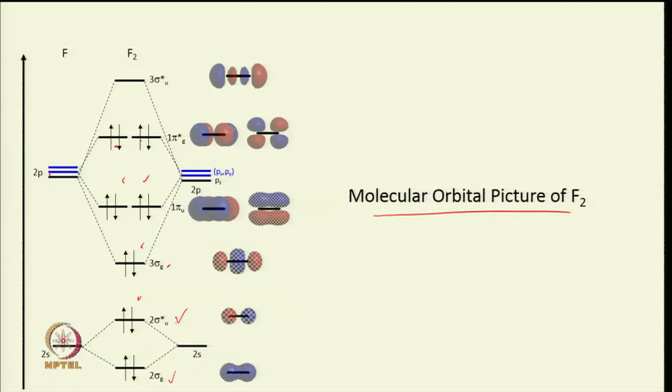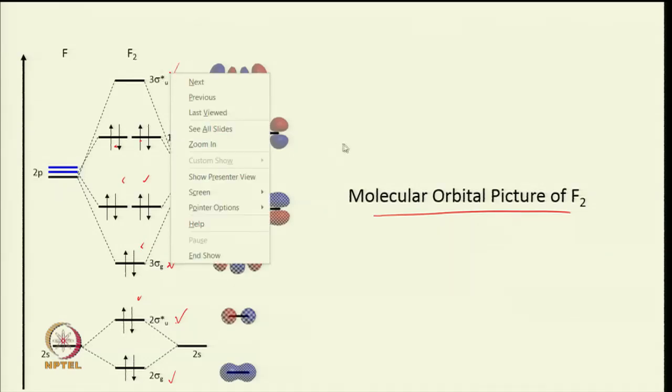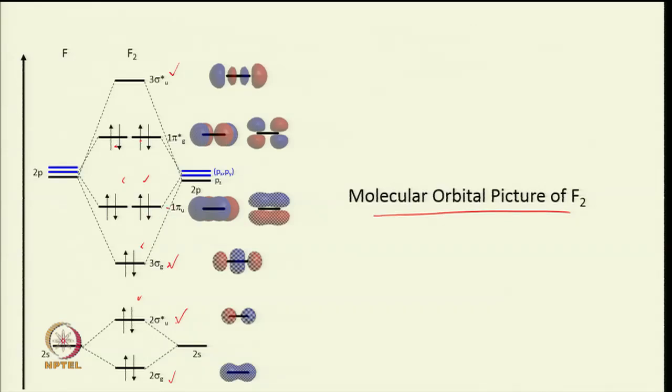If the 2p orbitals of one F and another F combine, they will give one sigma and one sigma anti-bonding orbital, and you can look at this: this is your pi bonding and this is your pi anti-bonding orbital. As I told you, sigma bonding will be gerade and sigma anti-bonding ungerade, whereas pi bonding orbitals are ungerade and pi anti-bonding orbitals are gerade. So this is your molecular orbital picture of F2.